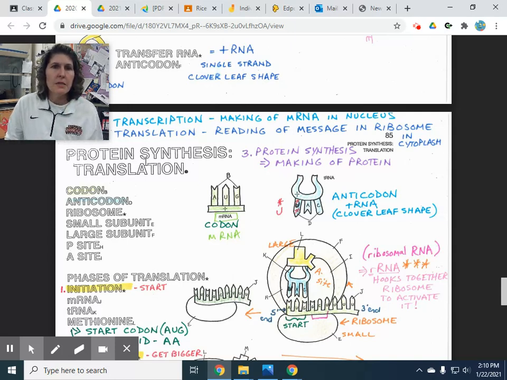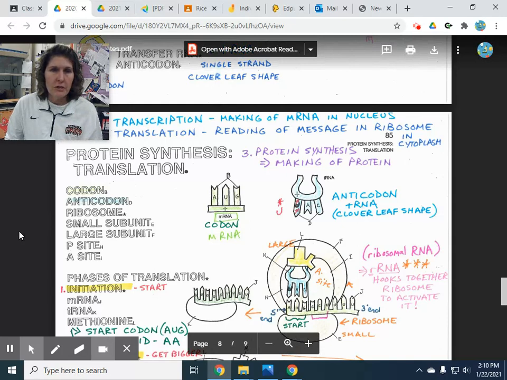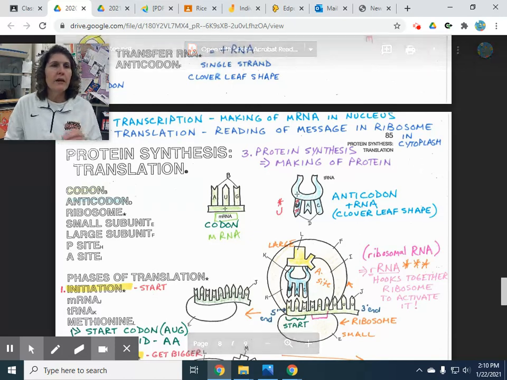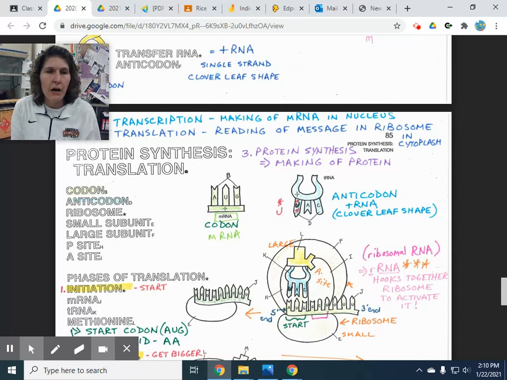2 steps of protein synthesis, transcription and translation. Transcription, making messenger RNA in the nucleus, we're making it from DNA. That's why it has to be in the nucleus. Translation, we are now reading the messenger RNA at the ribosome in the cytoplasm. So translation is involving all 3 types of RNA.